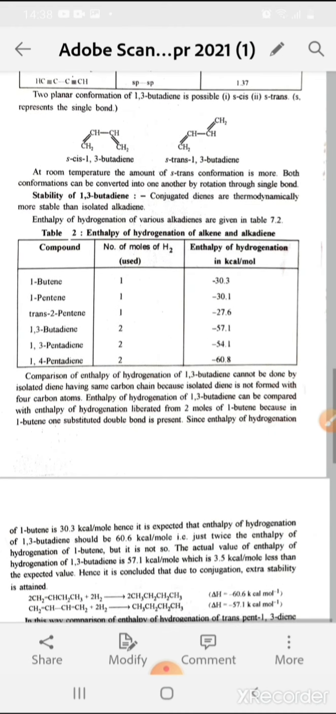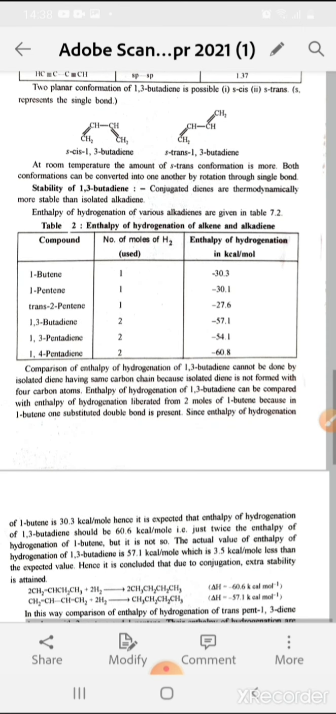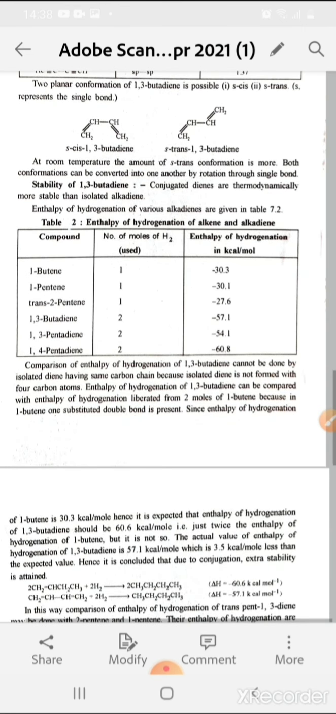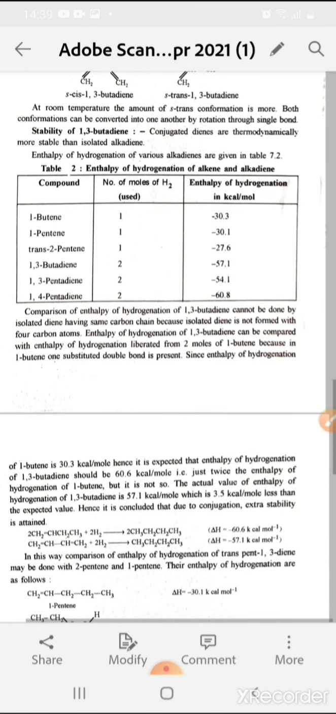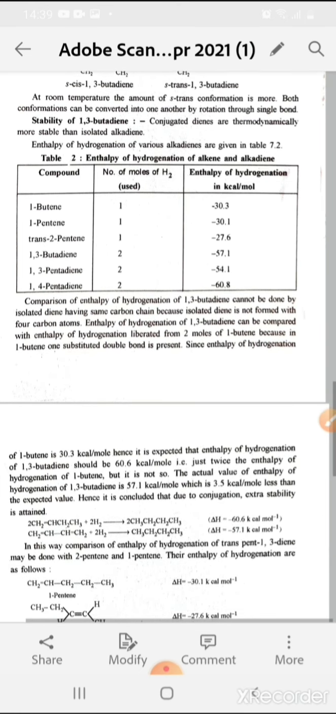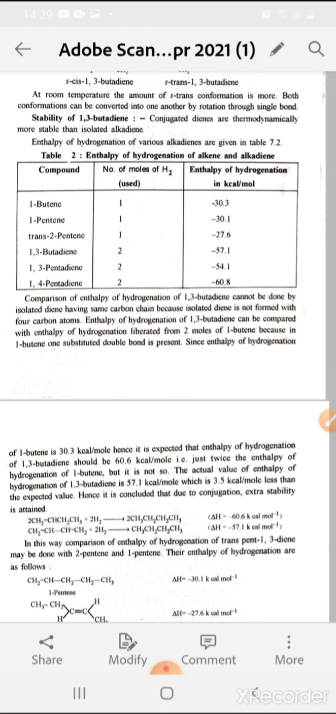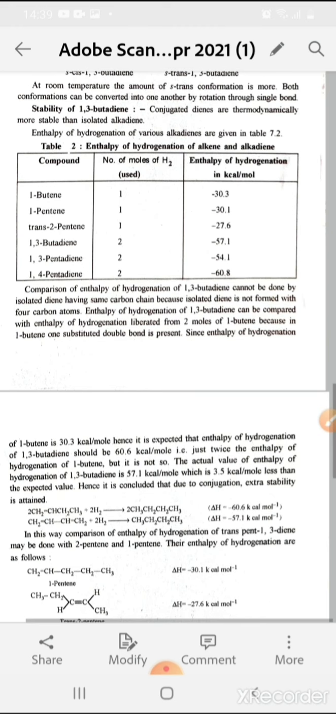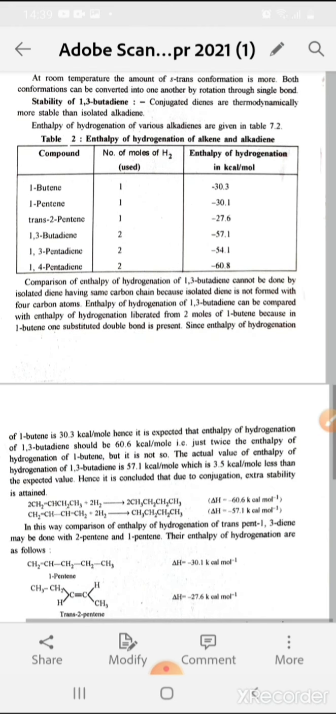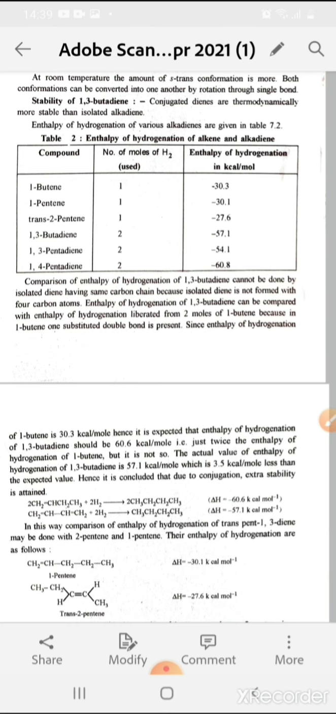Now we come to the stability of 1,3-butadiene. Conjugated dienes are thermodynamically more stable than isolated alkadienes. Now, the enthalpy of hydrogenation of the various alkadienes, as we can see in the table: 1-butene, the number of moles of hydrogen is 1 and the enthalpy of hydrogenation is minus 30.3 kilocalorie per mole. In 1-pentene, the number of moles of hydrogen to be used is 1 and the enthalpy of hydrogenation is minus 30.1. In trans-2-pentene, the number of moles of hydrogen to be used is 1 and the enthalpy of hydrogenation in kilocalorie per mole is minus 27.6.